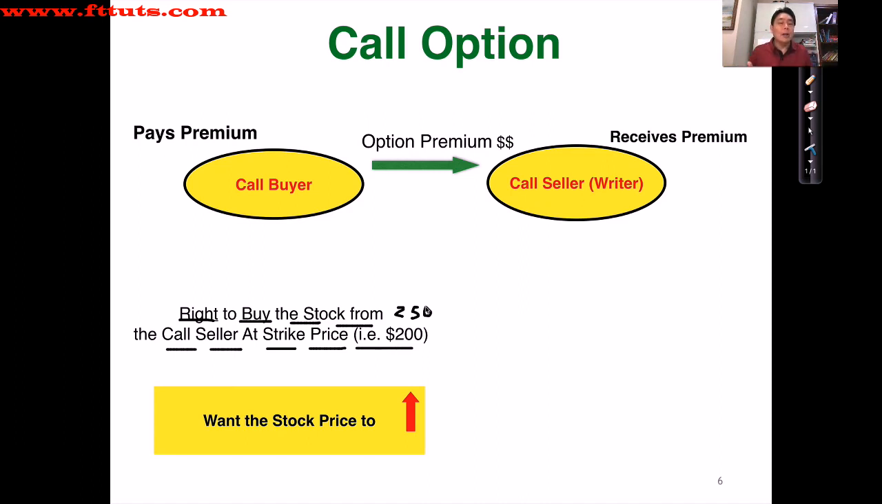Or as a call buyer, you could also exercise your options. But most people don't do that. But what does it mean? When you exercise your options, you're saying, okay, I actually want to buy the shares.